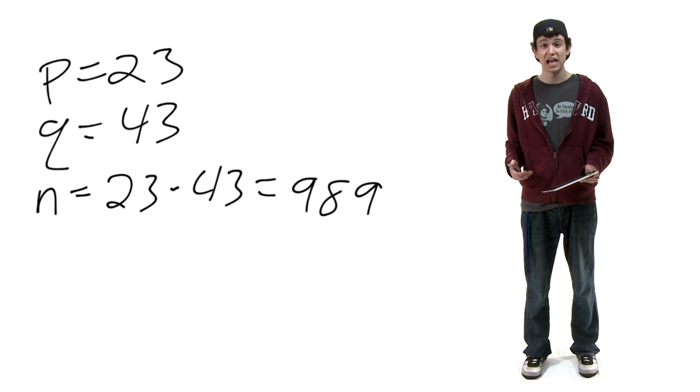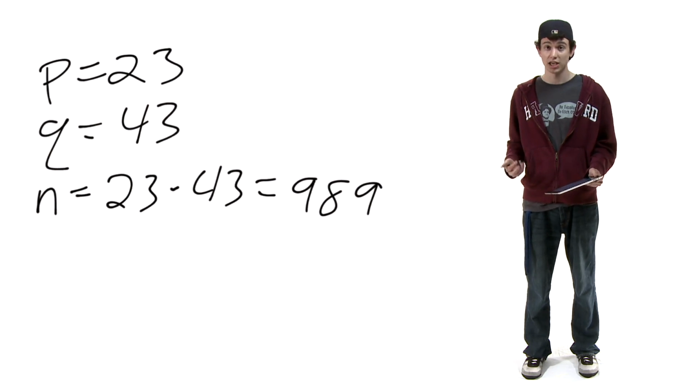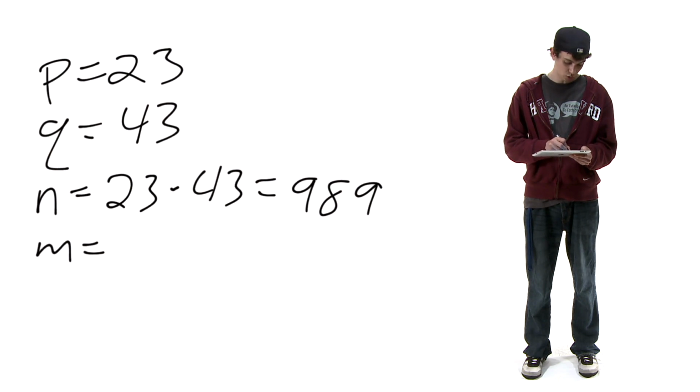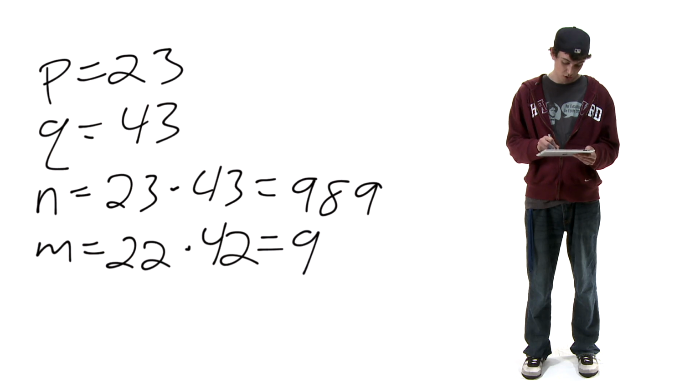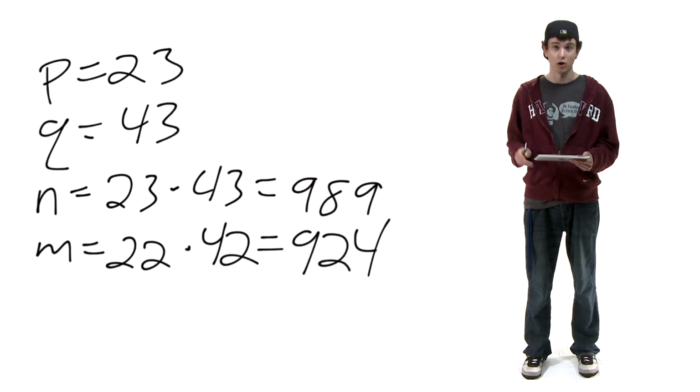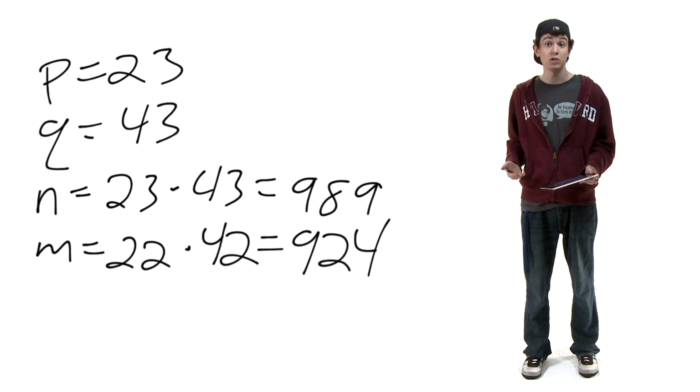Next, we'll multiply p minus 1 with q minus 1 to obtain a fourth number, which we'll call m. In our case, m is equal to 22 times 42, which is equal to 924. So we have m equals 924.